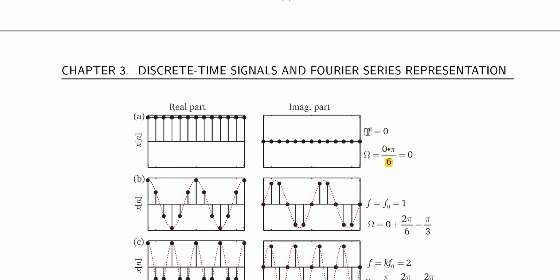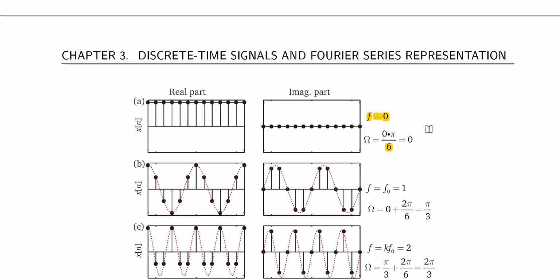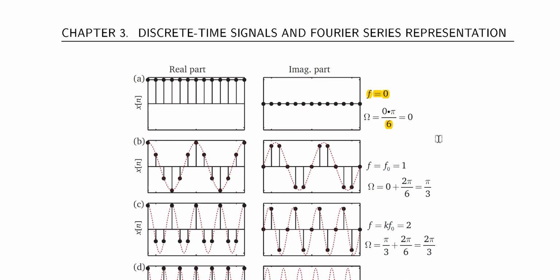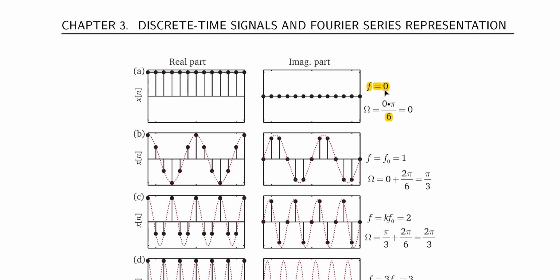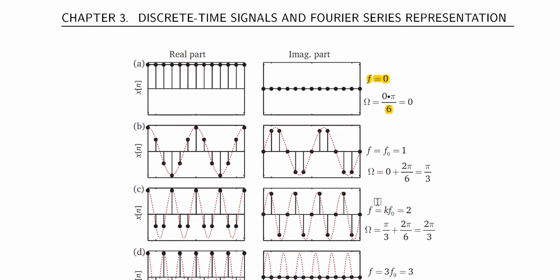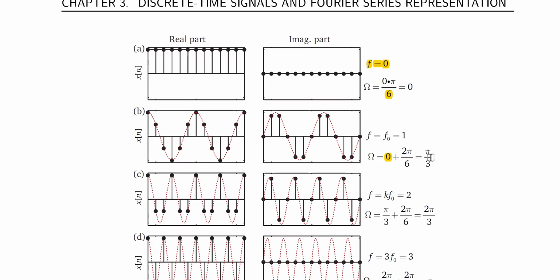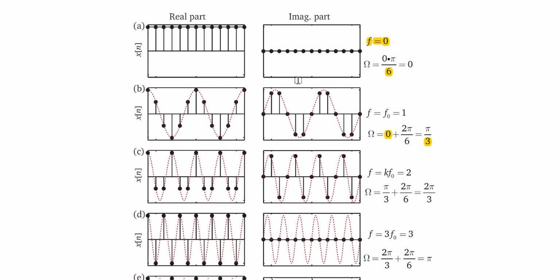Now, our analog fundamental frequency would be 0, or the 0th frequency. For the next harmonic, we would multiply f0 by 1, and you can see here's the analog fundamental. The discrete fundamental, however, is 0 plus 2 pi over 6, or pi over 3. And we get these samples. This is for the real and the imaginary part.